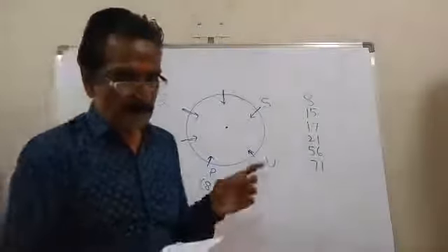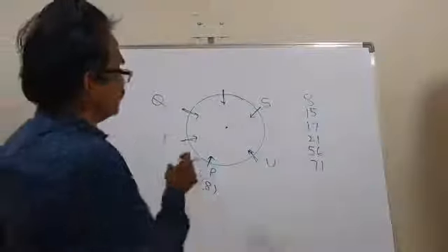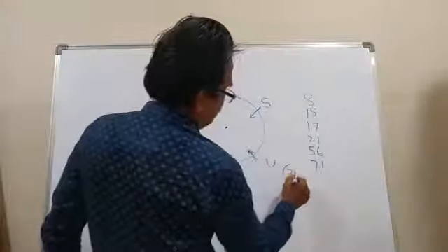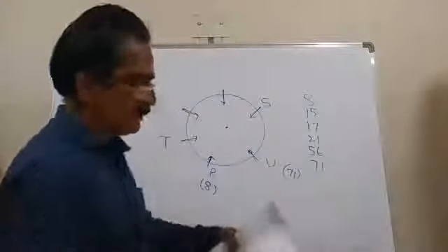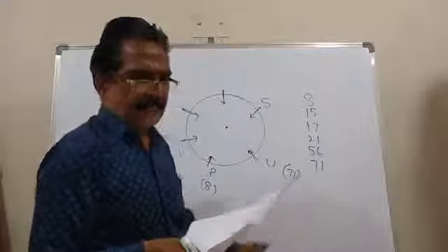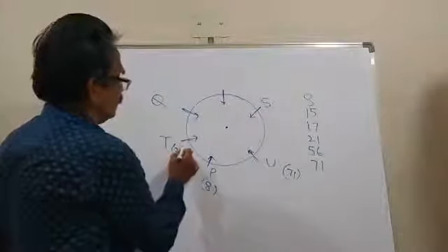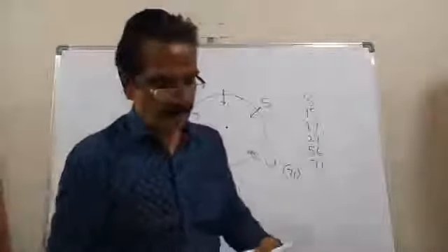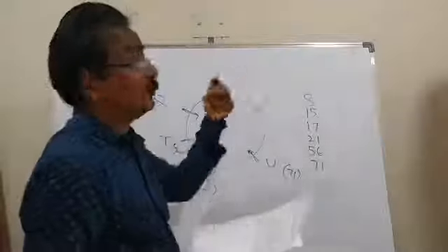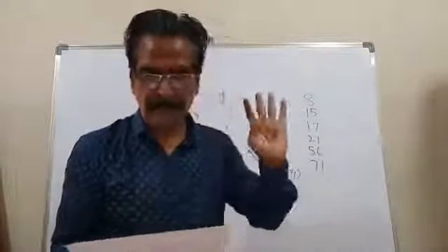Fine. The person opposite to Q scored 71 runs. So U scored 71 runs. The person to the immediate right of Q scored 21 runs. Fine. Q scored more runs than S. Yes, we don't know. So let us compile this information after some time.